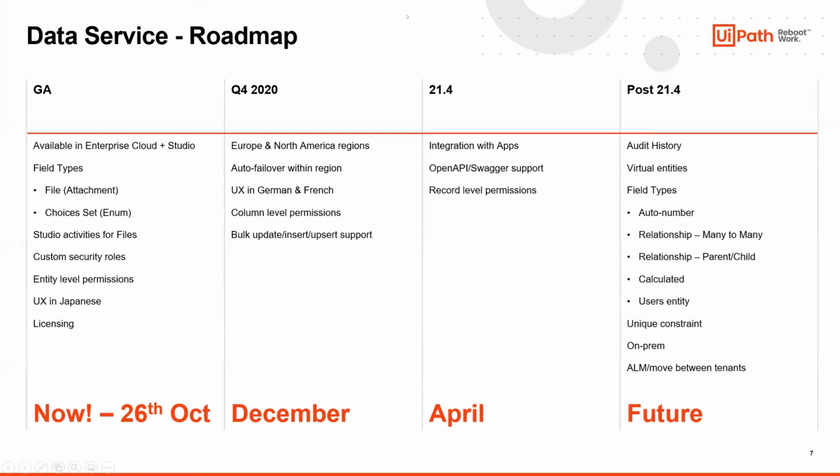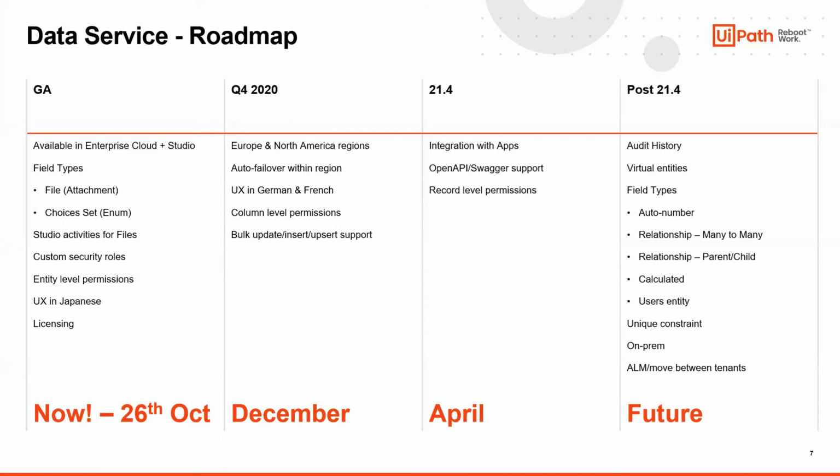Thanks, Karan. As Karan covered licensing and choice sets, that's it, our entire scope for GA, which we saw right now. All the activities, the security roles, the entity level permissions, Japanese language, and licensing. In terms of what's coming next, immediately in Q4 of this year, so over the next 2-3 months, first thing we are doing is making data service available in the North America region of our cloud as well. Today it's available in Europe, so it will be available in North America as well.